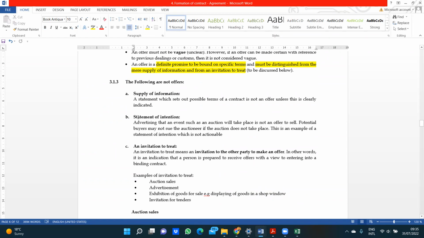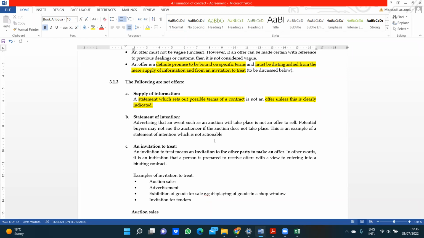A supply of information is just like, for example, me informing you of the terms and conditions, the possible terms and conditions. It is a statement which sets out the possible terms and conditions of the contract. It is not an offer unless it is clearly indicated. Okay? With this supply of information, I'm informing you, for example, that I'm willing to enter into a contract with you under these conditions.